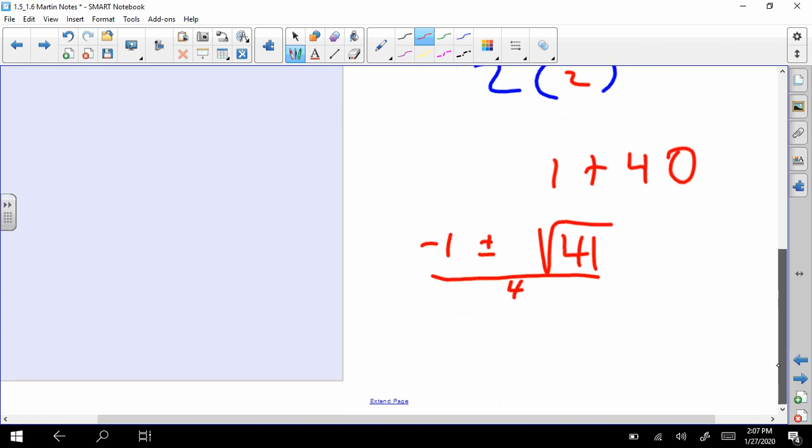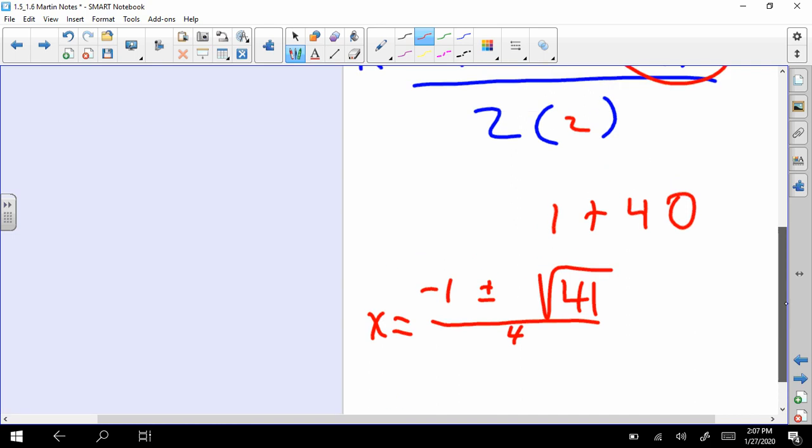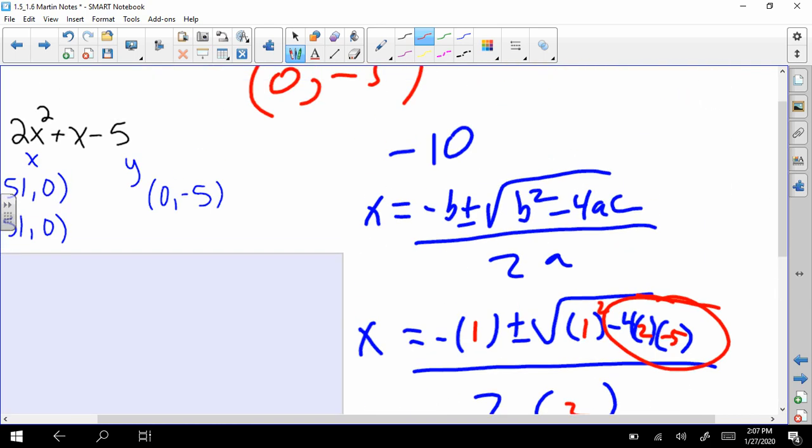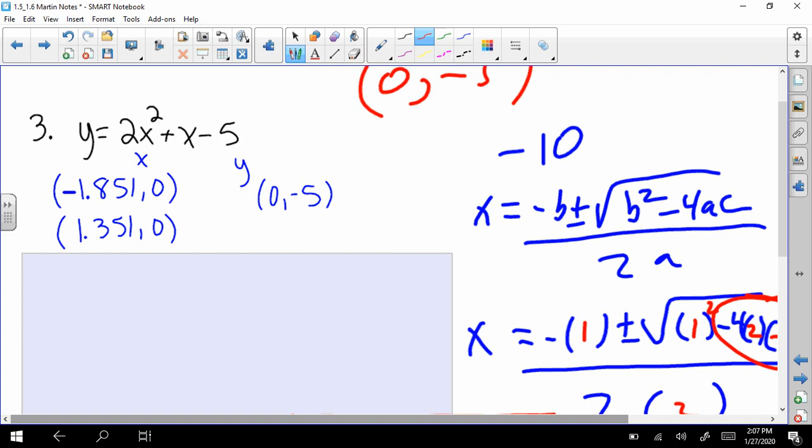And if you punch those values in the calculator, you should get the two values of x that are listed up there: -1.851 and 1.351. So x and y intercepts are fairly critical. Let's look at that in Desmos real fast. 2x squared plus x minus 5.